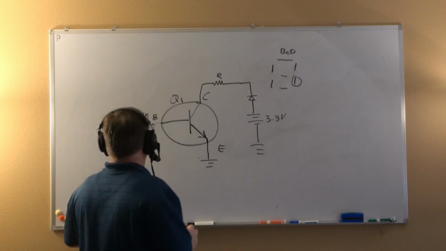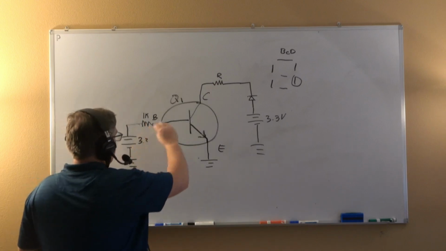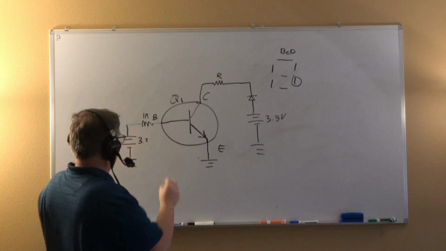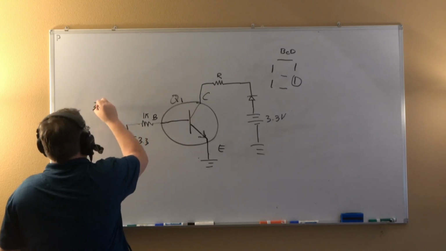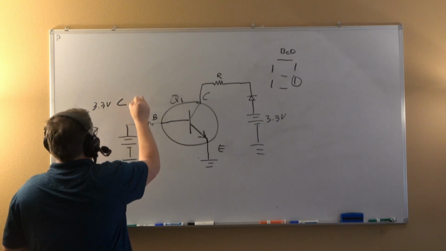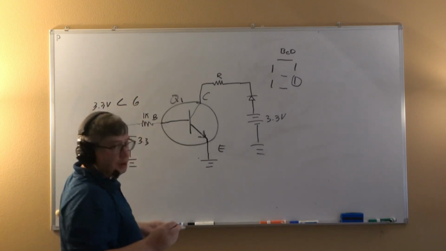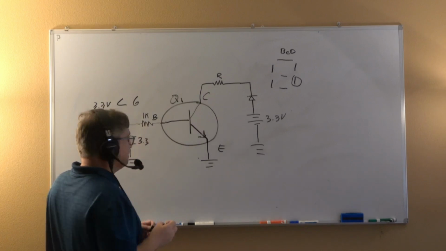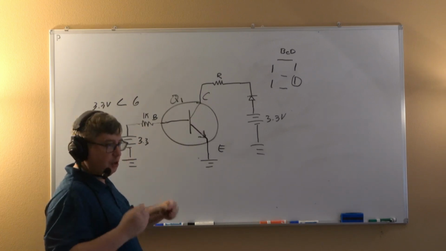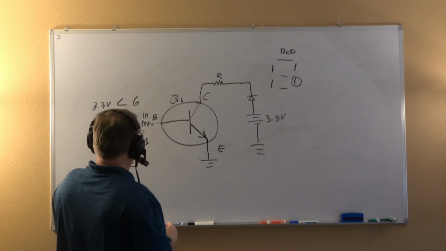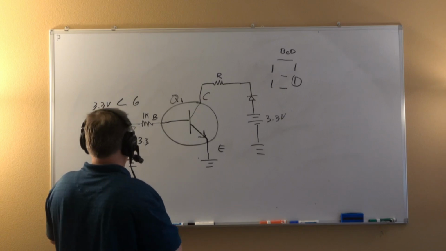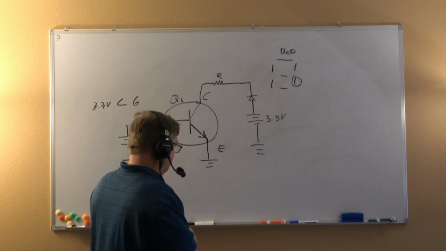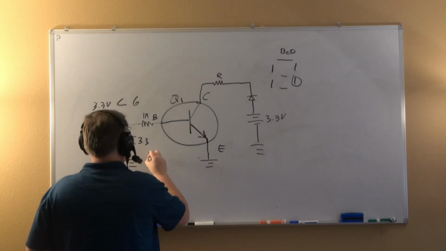Okay, so let's go ahead and do this. We're going to get the IB current to see. First of all, this is 3.3 volts. 3.3 volts is less than 6 volts, so we already know that's good. We need this resistor in here because this is a current device. It's a current sourcing device. So let's go ahead and calculate the IB current.